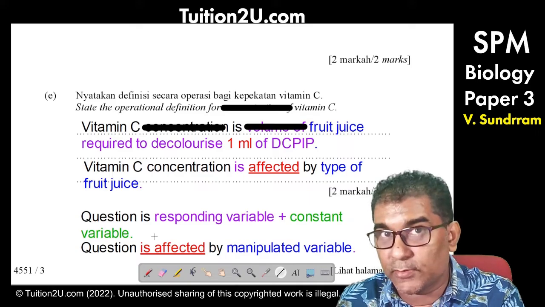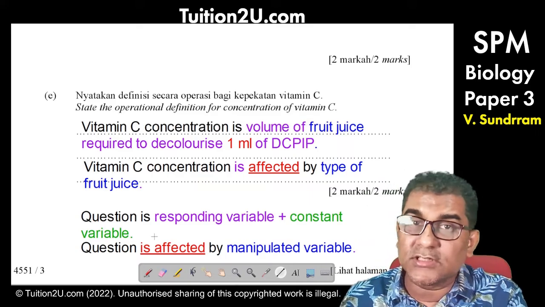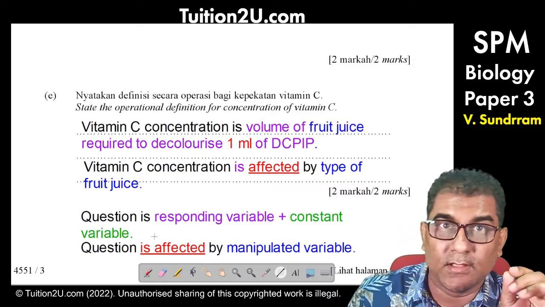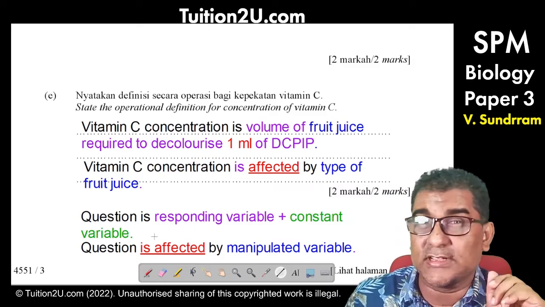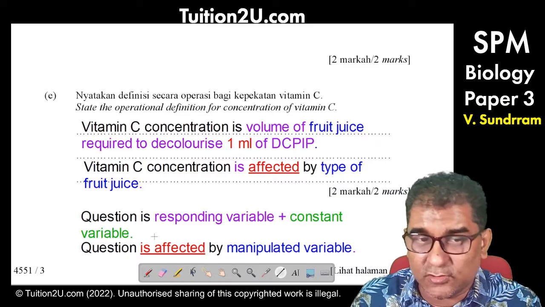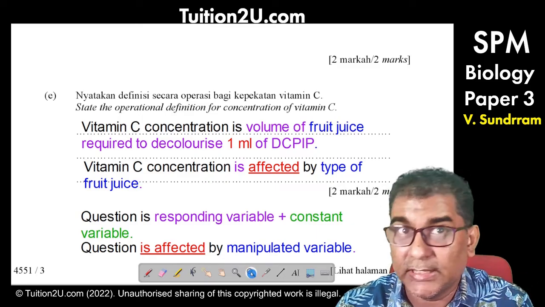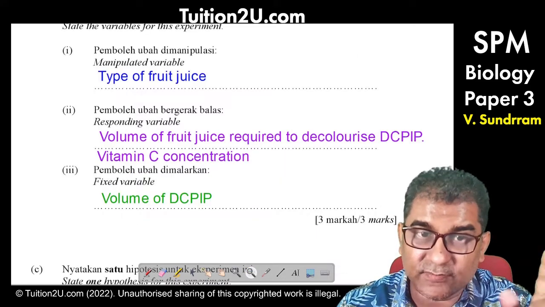So check the question properly whether they want vitamin C or whether they want concentration of vitamin C. Make sure you read the question carefully when you're answering. So this is operational definition. Hopefully this technique makes your life easy in terms of how to answer. Every answer comes from here.